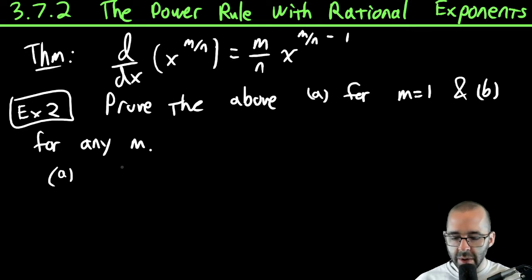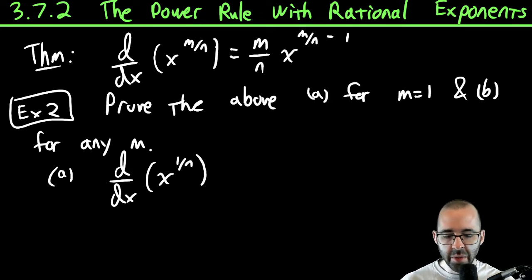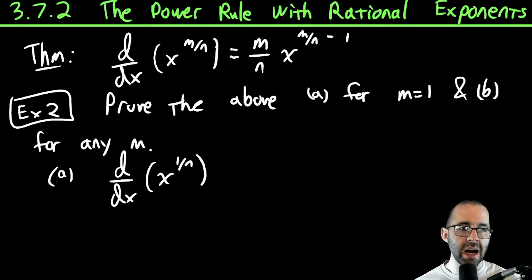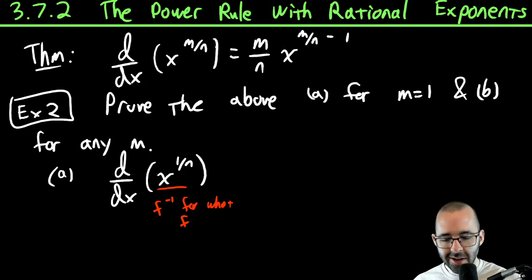So if m equals 1, look at what we have. The derivative of x to the 1 over n. This is what we want to show. We can't use the power rule. That's what we're trying to prove. But what do we know about this function? This is f inverse for what function? Let's do exactly what we did in the last video. Well, to find the inverse function, that's going to be switch the x's and the y's.